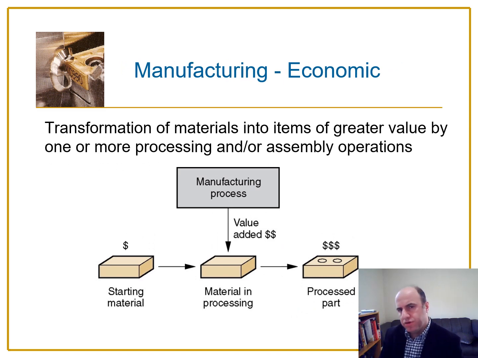From the economical point of view, the key point in manufacturing is that it adds value to the material when you alter the shape of the material. For example, in this schematic, on the left side, you have a starting material, and then you process the material, you change the shape, and then you have a processed part. So the processed part has added value. It has greater value compared with the starting material.